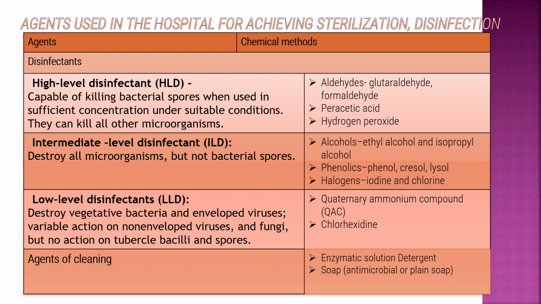Agents used in the hospital for achieving sterilization, disinfection and cleaning. They are divided into high level, intermediate level, low level and agents of cleaning. High level disinfectants, the examples are aldehydes, in that formaldehyde and glutaraldehyde, peracetic acid and hydrogen peroxide. Intermediate level disinfectants are alcohols, example ethyl alcohol, isopropyl alcohol, phenols, then cresol, lysol, halogens, iodine and chlorine. Low level disinfectants: quaternary ammonium compounds and chlorhexidine. Agents of cleaning are enzymatic solution, detergent, soap, either antimicrobial or plain soap.